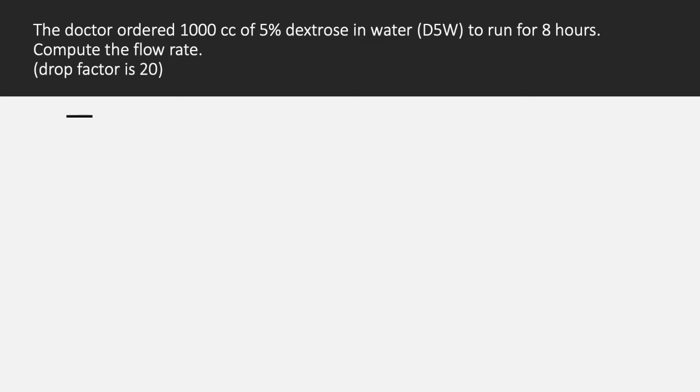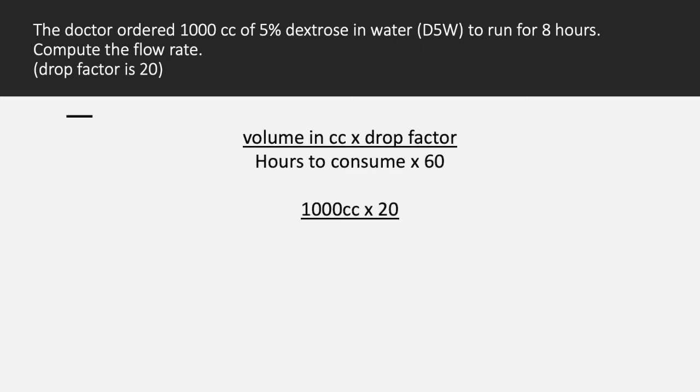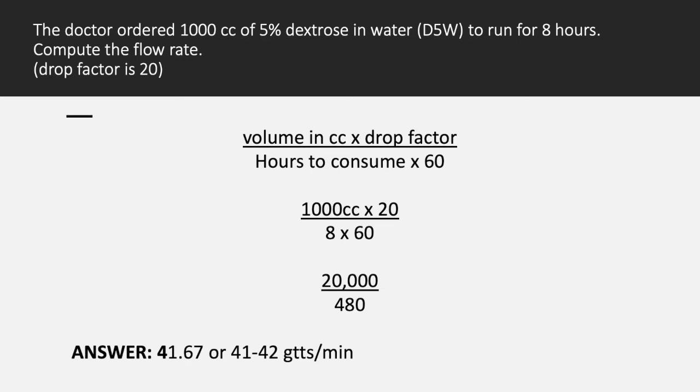Okay, next. Same problem but different drop factor. For example, the drop factor given is 20. So, this is the formula. You have to substitute 1000 cc, the volume, times 20, drop factor, divided by 8, the hours to consume, times 60. So, 20,000 divided by 480, the answer is 41.67 or 41 to 42 drops per minute. So, it's different, 15 and 20 drop factors.